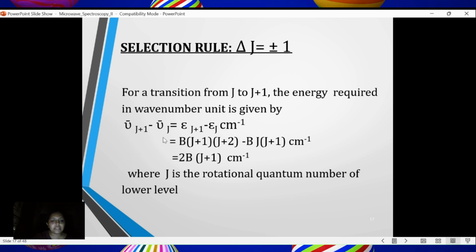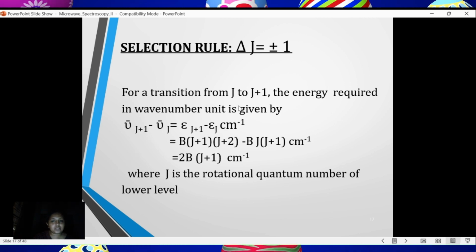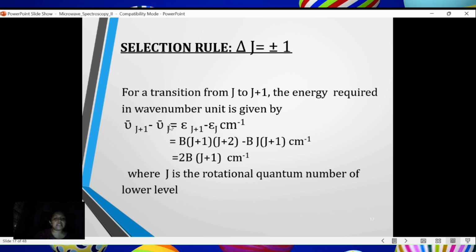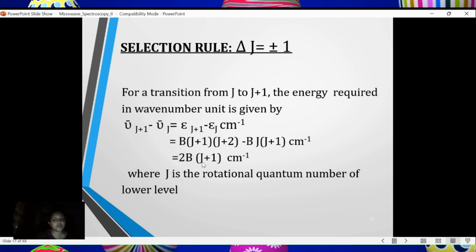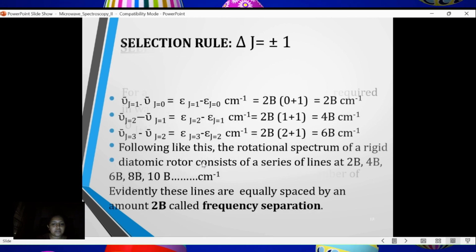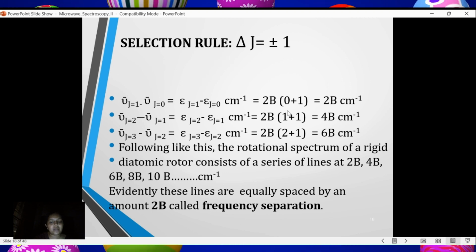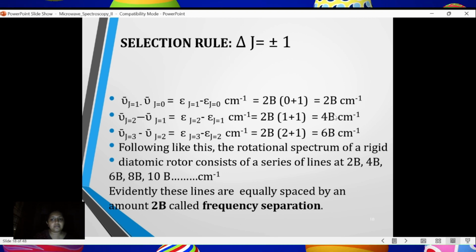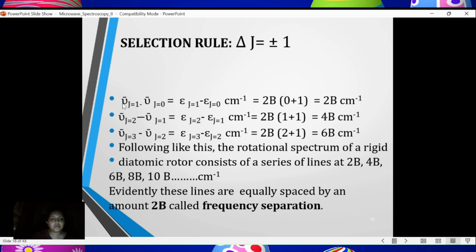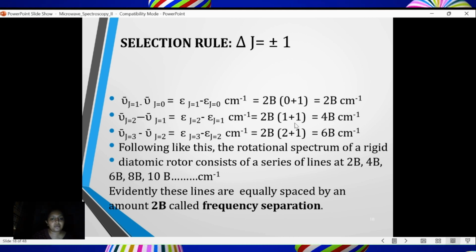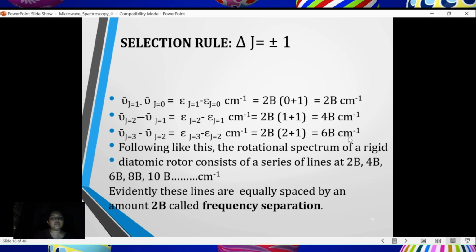So when there is a transition from J to J plus 1, the energy required in wave number unit is given by nu J plus 1 minus nu J is equal to 2B into J plus 1 centimeter inverse. Okay, so when we substitute the different values, we will get 2B centimeter inverse for the transition from J is equal to 0 to J is equal to 1. From J is equal to 1 to J is equal to 2 is 4B centimeter inverse. J is equal to 2 to J is equal to 3 is 6B centimeter inverse.